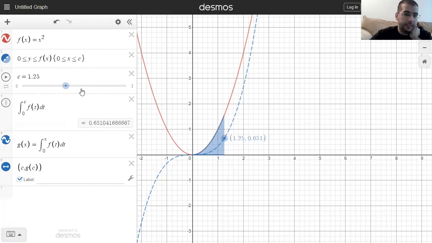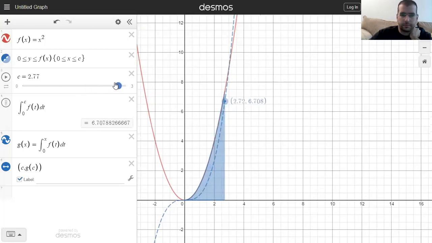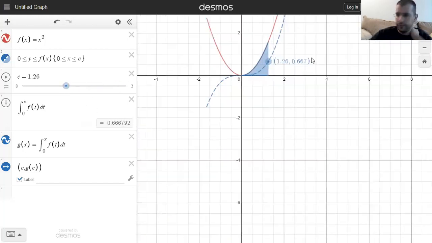So you can see, as I move this point to the right, the area increases. So accordingly, this function goes up. Okay, are there any questions?